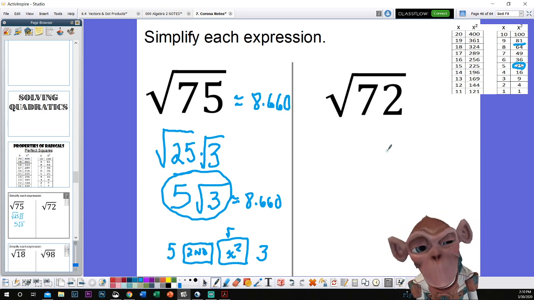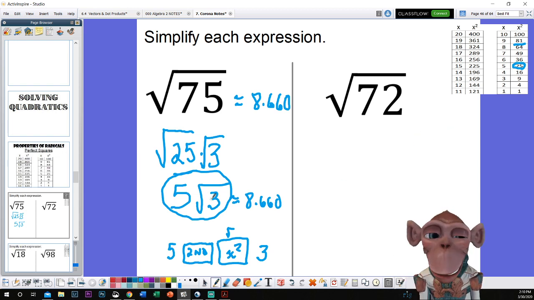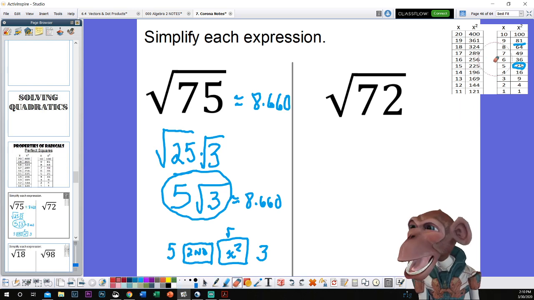Now, some calculators will do this for you entirely, but don't expect to use that on a test or quiz, so make sure that you actually know how to do this, not that you're just using the calculator that does it for you. Okay, next let's go on to the square root of 72.